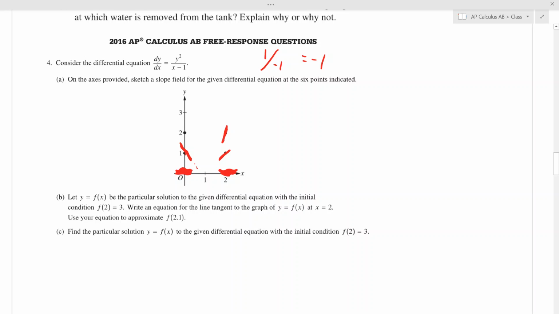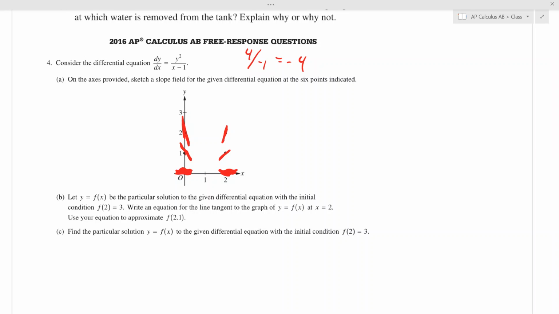I know that because if you continue it, it should hit 1 down there. Okay? And the last one is point 0, 2. Well, it's going to be 4 over negative 1, which is negative 4. So it looks like this. Something like that. That's all a slope field is. Just fill them in. Easy peasy.